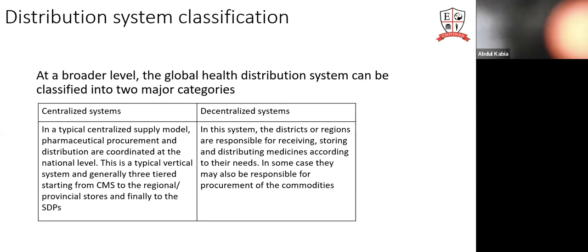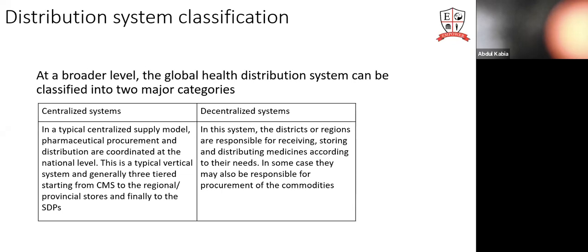So at a broader level, we can classify the systems into two. Let's say if you take the distribution systems in a low and middle income country, you can classify that into two, whether it is a centralized system or a decentralized system. When you talk about a centralized system, the supply model, the procurement, and distribution are all coordinated at national level. So most times you say those are vertical systems, and generally there are three tiers, starting from CMS to region or district, finally to service delivery points.